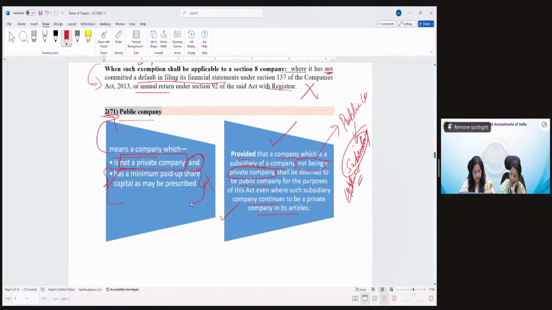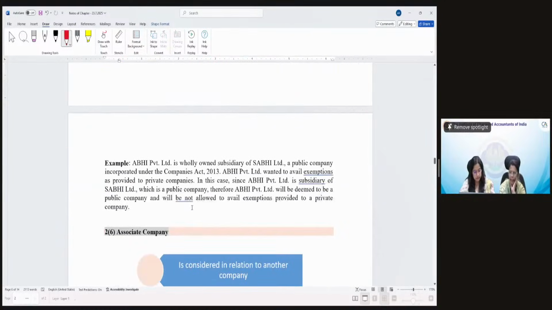Now suppose, let's take an example. Look, an example is given here, just for convenience so that you can understand. There is Abhi Private Limited, which is a wholly owned subsidiary of Sabhi Limited. That means Sabhi Limited is the main company, the parent company. Sabhi Limited is a public company, because "Limited" is given here, and it is incorporated under the Companies Act.